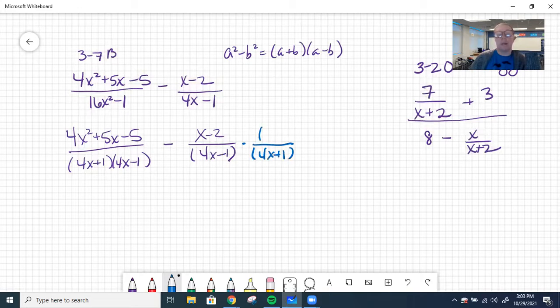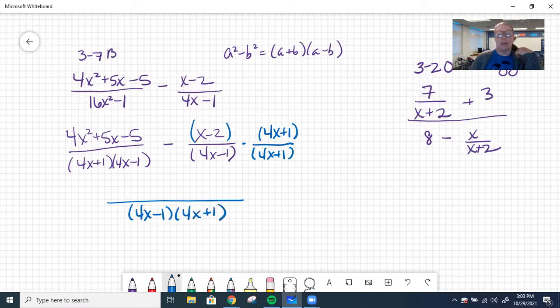If you had just multiplied this by the 16x squared minus 1 and that by the 4x minus 1, you end up with something more complicated and more difficult to simplify. You want the lowest common denominator. I'm going to put this guy in parentheses. Okay, so now my denominator would be 4x minus 1 times 4x plus 1. And then on top, I'm just going to bring this down, minus whatever this comes out to be.